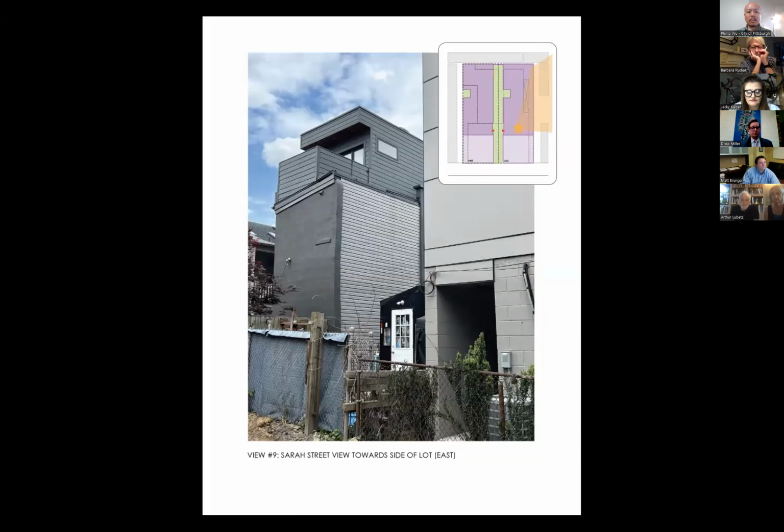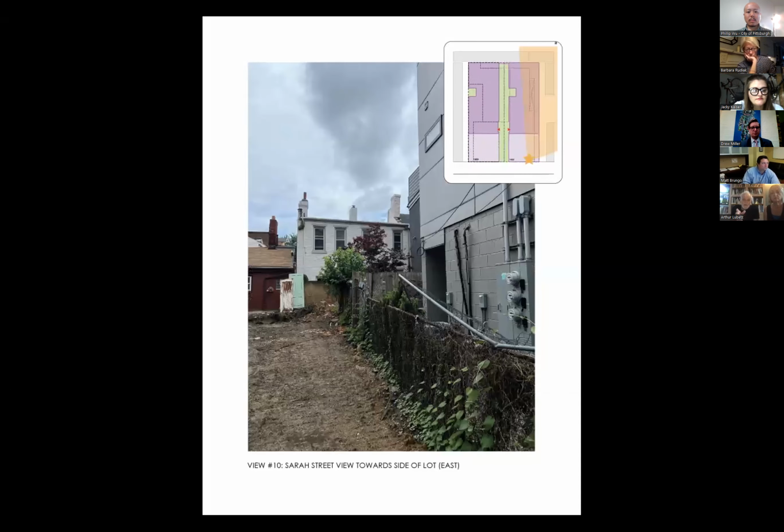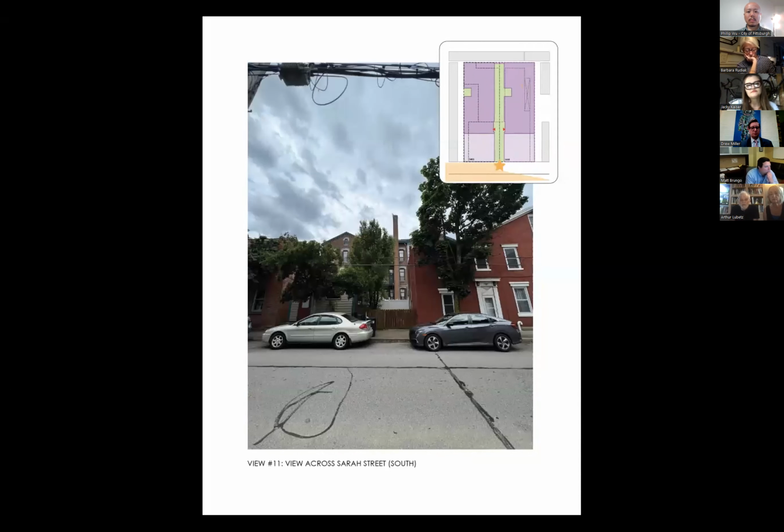This is a view to the right of our property. The gray building, this building is the one that we did. And then there's another new one. There's an empty lot, and then there's another new one next to that. This is a view across Sarah Street from us.